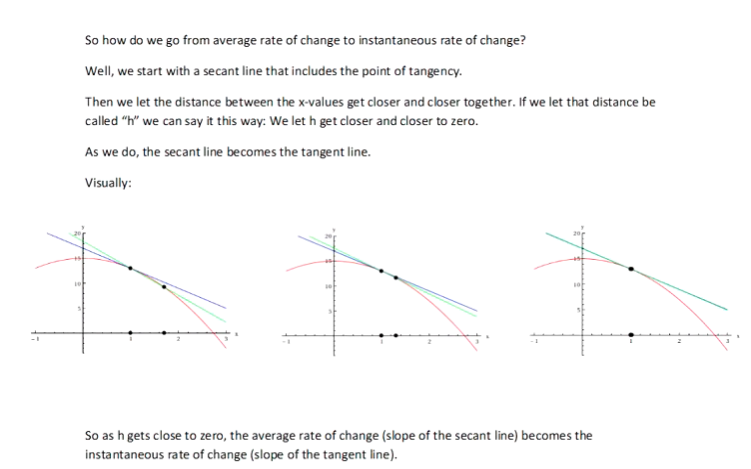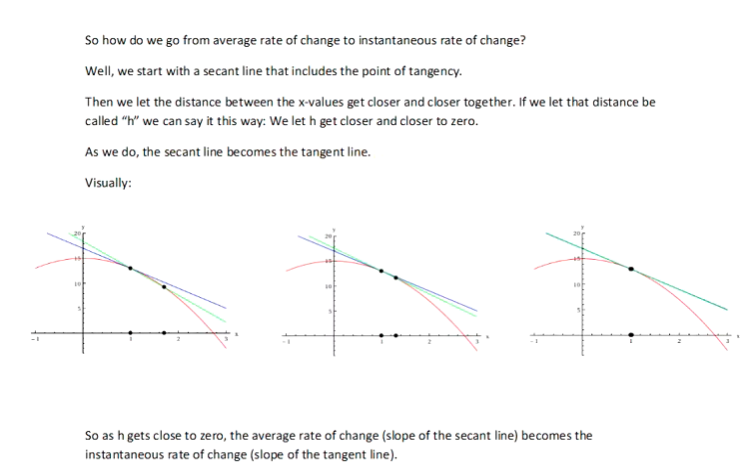So you might be wondering, how do we go from average rate of change to instantaneous rate of change? In other words, what's the connection between the secant line thing and the tangent line thing? Well, we start with a secant line that includes a point of tangency. And then we let the distance between those x values get closer and closer together. If we let that distance be h, then we can say it this way. We let h get closer and closer to 0. And as we do, the secant line becomes the tangent line.